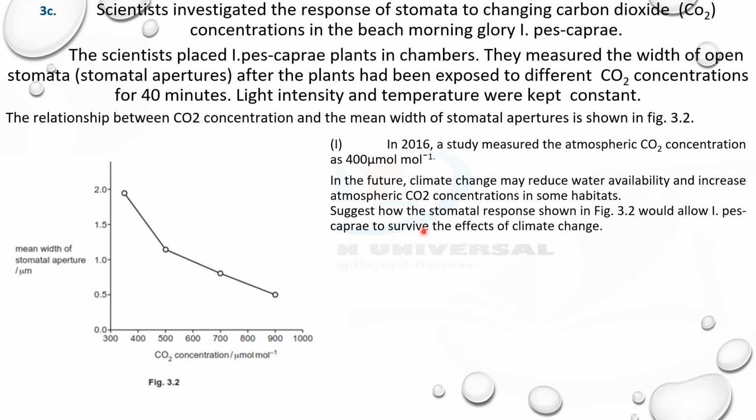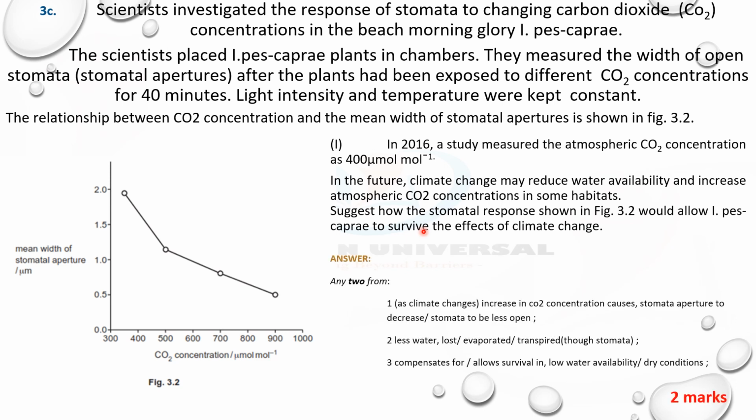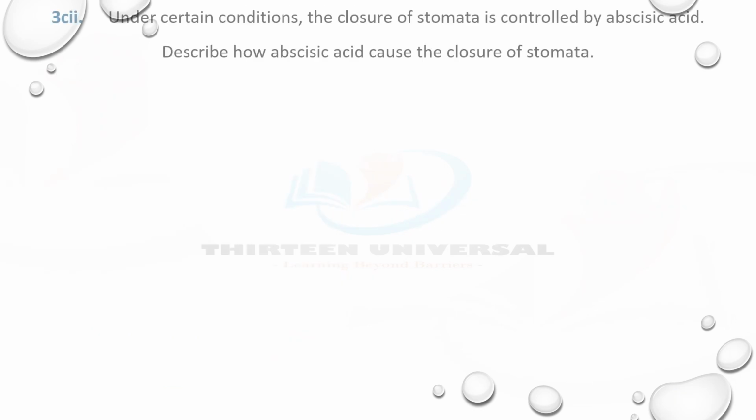The aperture will decrease as CO2 concentration increases, causing less water vapor loss due to transpiration. So an increase causes the stomata aperture to decrease; the stomata will be less open, so less water is lost. So the plant survives.